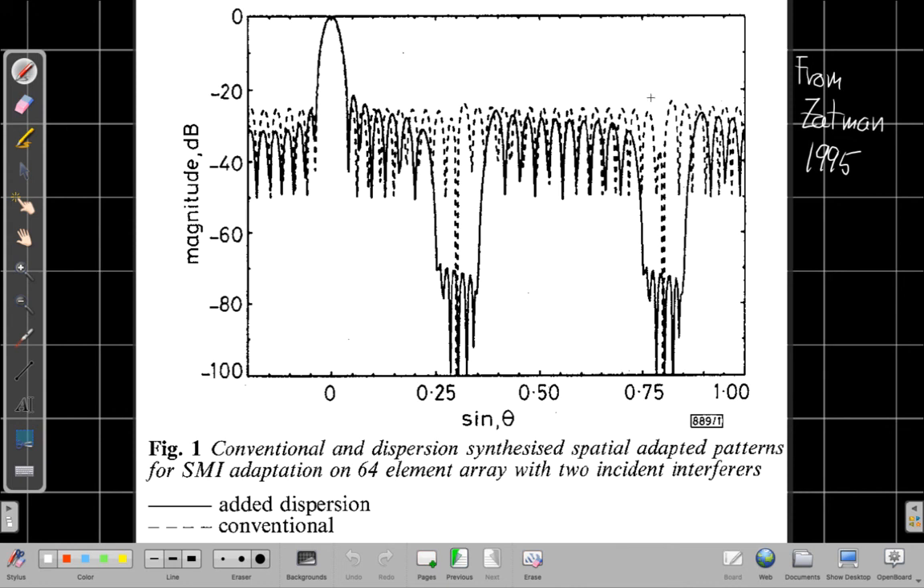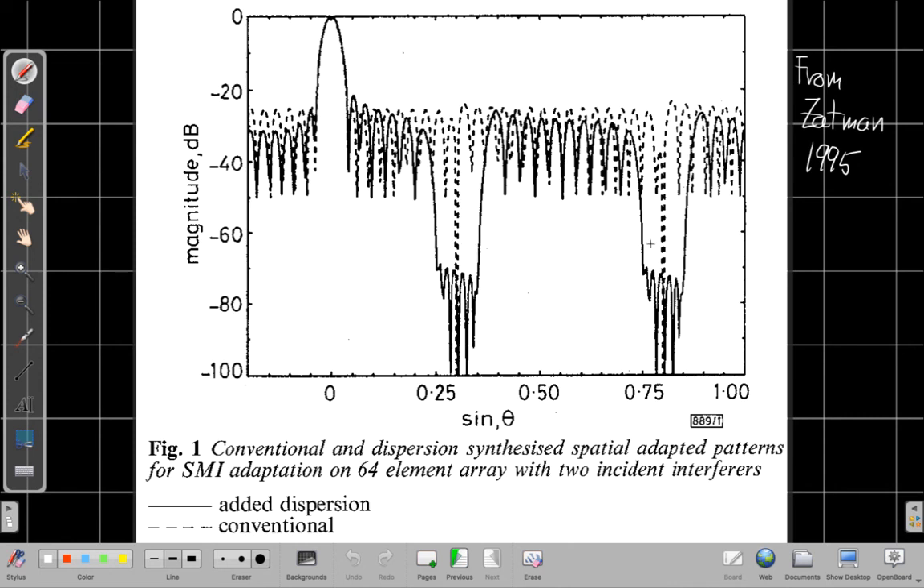This is from Zatman's paper in 1995, a similar type of comparison. The dashed line is the original adaptive beamformer. This had two interferers, one about here at 0.3, the other at 0.8. This is essentially a U-axis, though it's not showing the whole axis. He's just zooming in on the region with the interferers. By adding, he calls it dispersion in that original paper, for this 64-element array, he has made delta wide enough to significantly widen the notch, much more than Guerci did. I think the delta was equivalent to 3 bands.